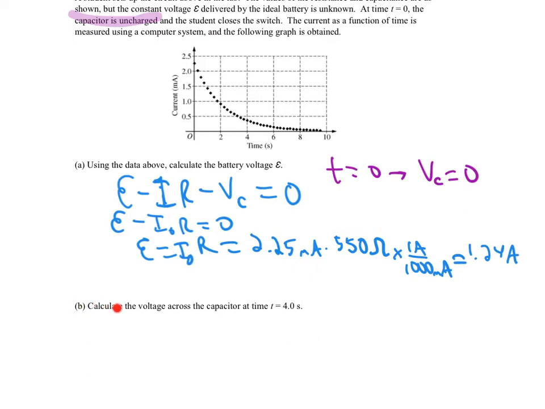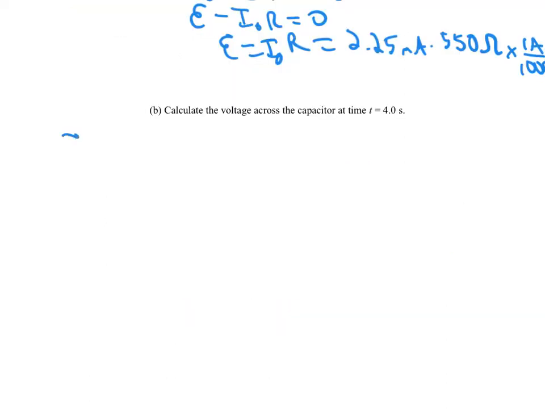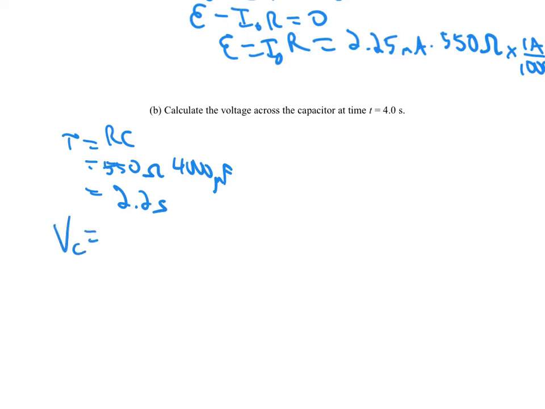Part B, calculate the voltage of the capacitor at time t equals 4 seconds. We could find that tau is RC, which is 550 ohms times 4,000 microfarads, which is 2.2 seconds. Then we use that the voltage on the capacitor is the EMF times 1 minus e to the minus t over tau. How do we know it's the 1 minus part?